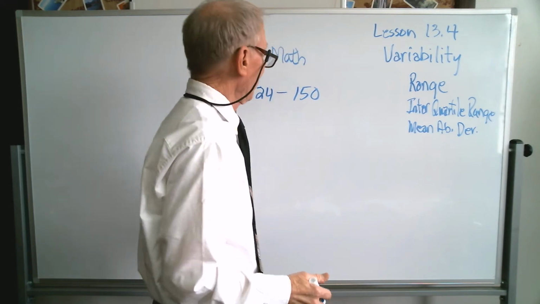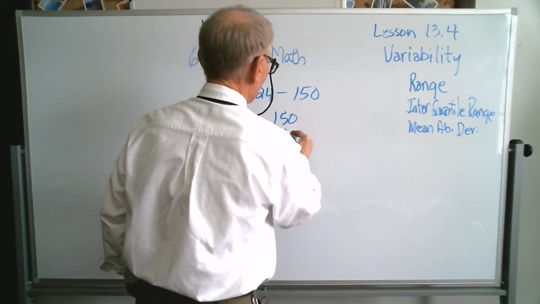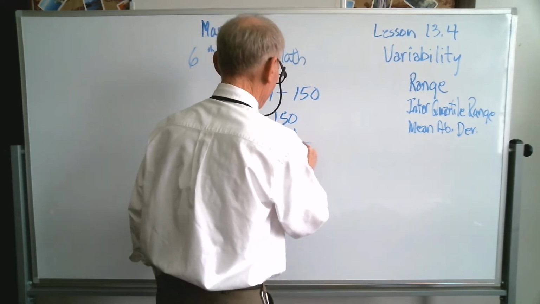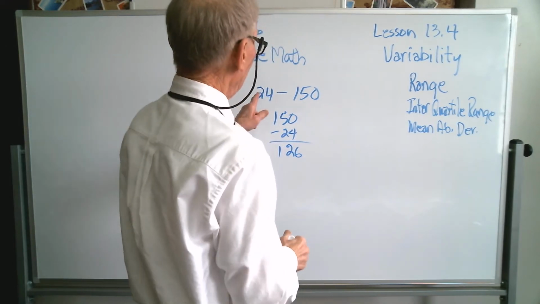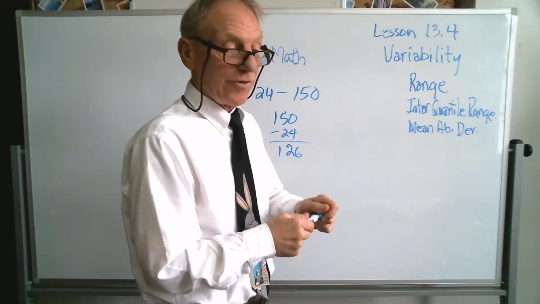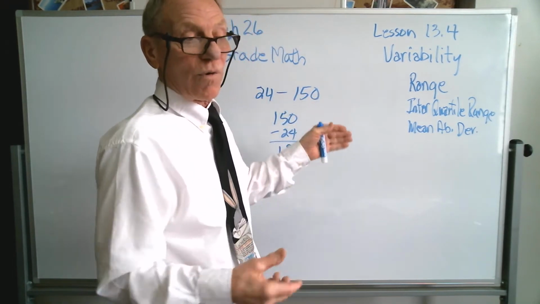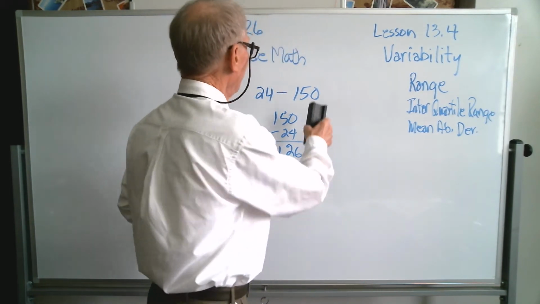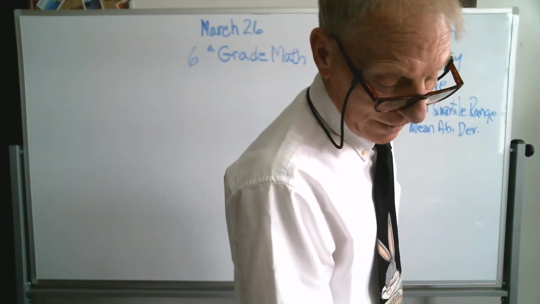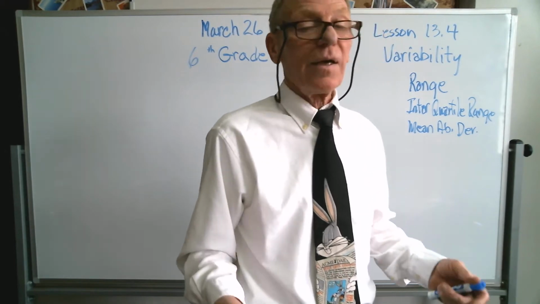To define that range, you take the 150, subtract the 24 from it, and that gives you 126. So between 24 and 150 is 126. That's the range. That's how you define range. And for store B, the difference between 120 and 30 means the range is 90. So now we know how to get and state the range.